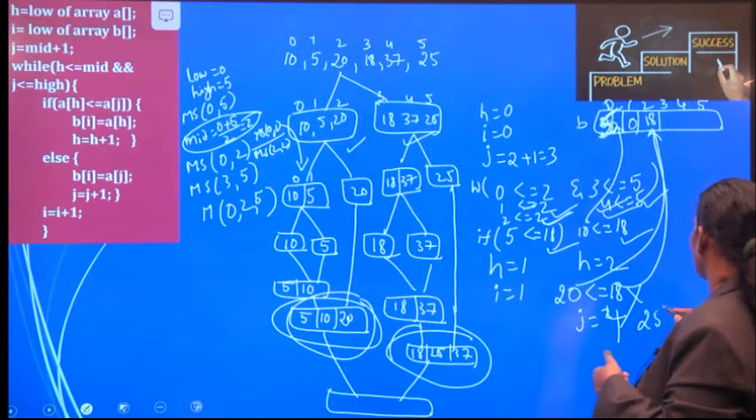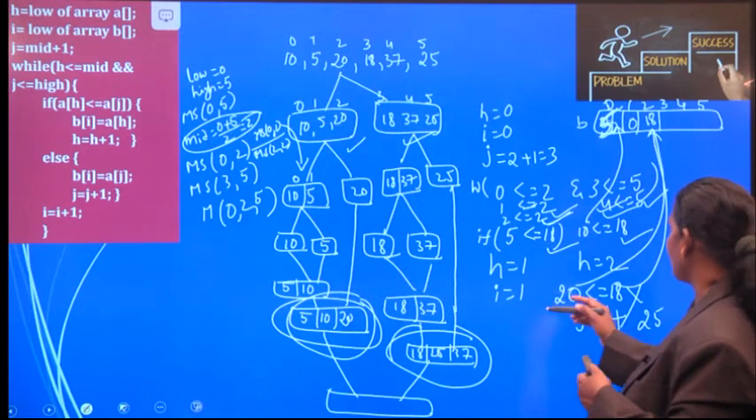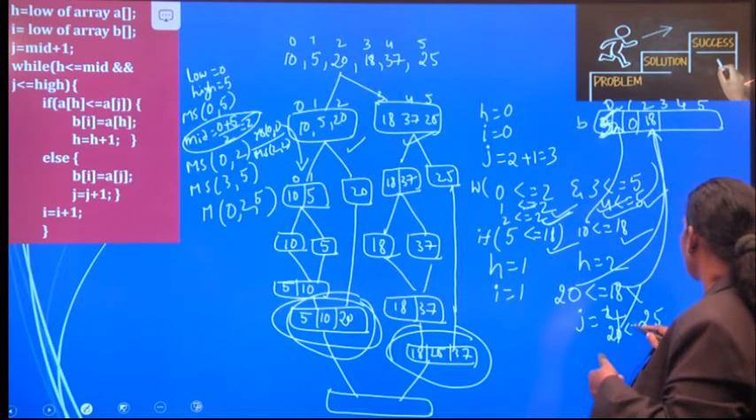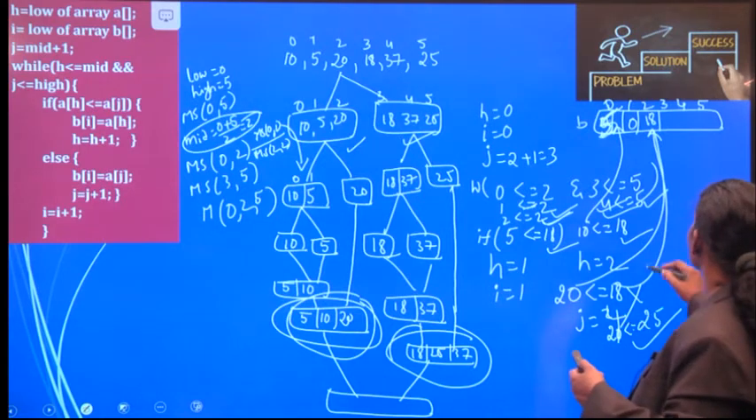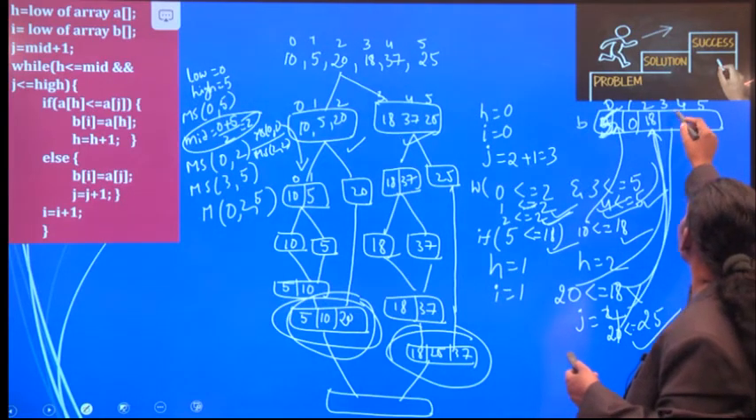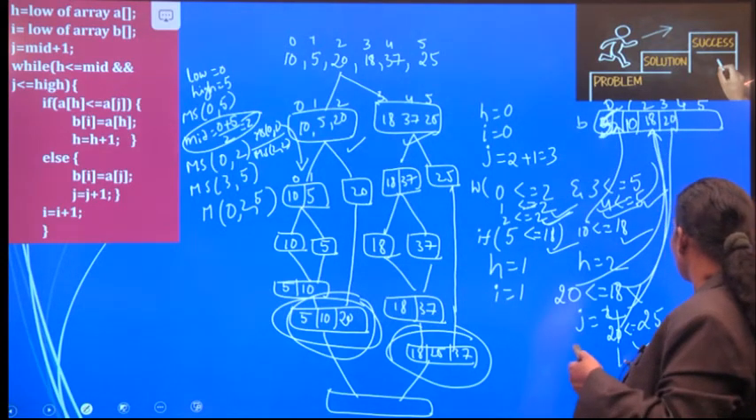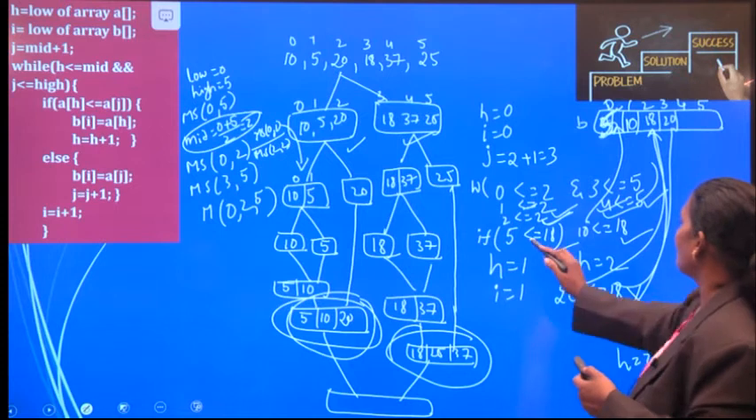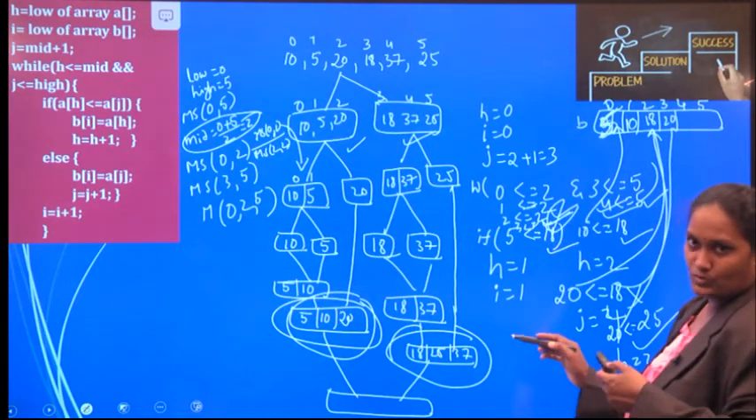So, 25, we need to consider a of h. What is a of h? 20. 20 less than or equal to 25. Yes, again the condition is true. In this case, 20 is copied here. Now, again the h value is incremented. The h value becomes 3. Here, we are coming out of the loop.